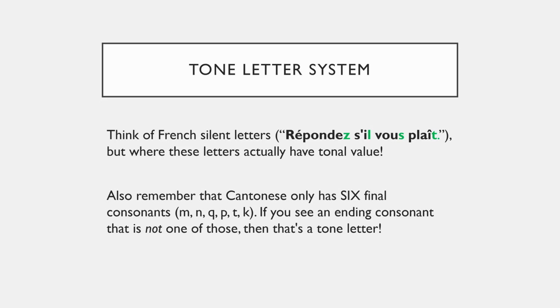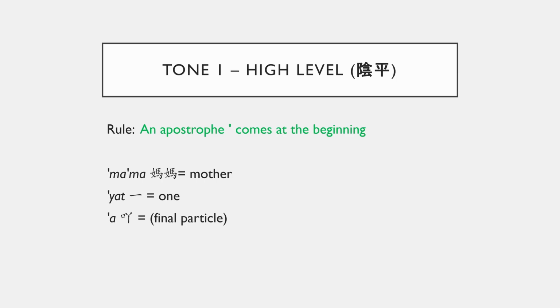And one thing to keep in mind is that Cantonese only has 6 possible final consonants. So that's M, N, Q, P, T, and K, your 3 stops and your 3 nasals. If you see an ending quote-unquote consonant letter that is not one of those, then that's going to be a tone letter. All right, so let's dive into all the tones now.